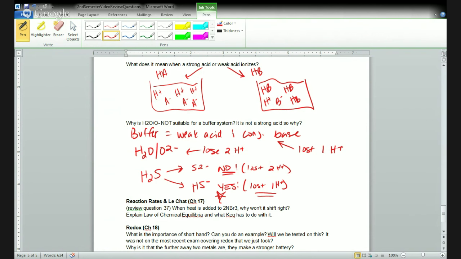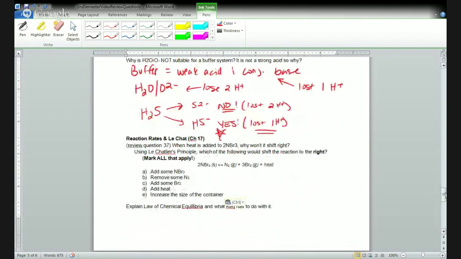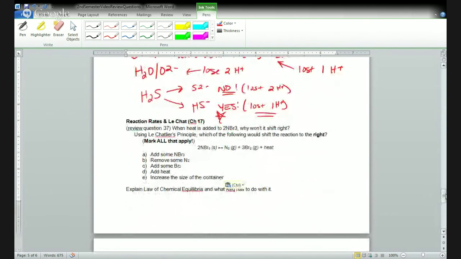All right, on to chapter 17. Review question 37. When heat is added to NBR, why won't it shift right? So let's go ahead and pull in review question 37. It's using Le Chatelier's principle. Which of the following would shift the reaction to the right?